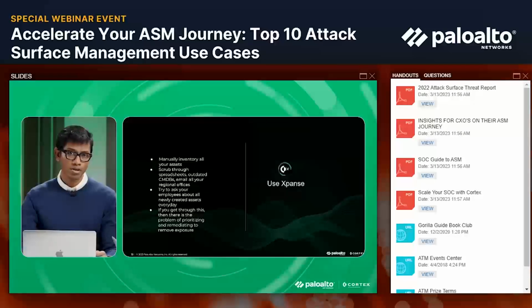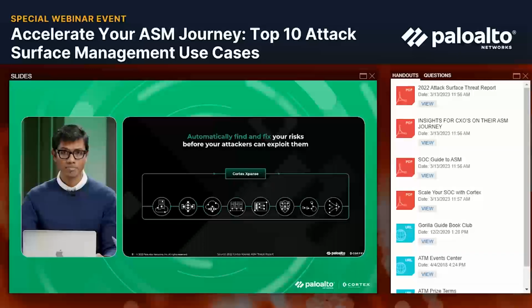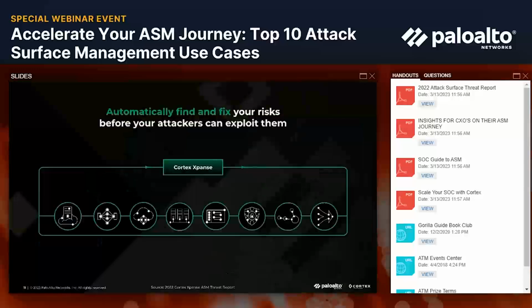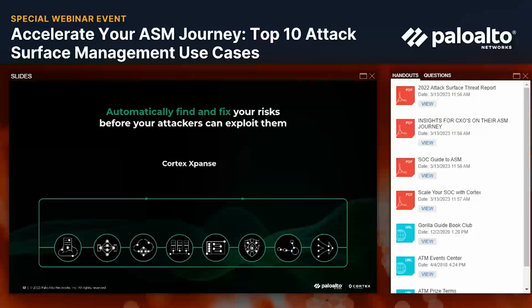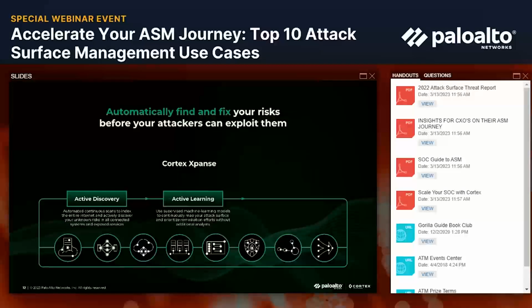Or you could simply use Xpanse, because Xpanse helps you automatically find and fix your exposures before attackers can exploit them. And Xpanse does this through 3 key capabilities. Number 1 is active discovery. Xpanse scans the global internet multiple times during the day, finds all of the different exposed assets that belong to your organization, and using our proprietary active learning technology, which is a machine learning algorithm that is supervised by a team of analysts, we are able to accurately attribute all the different assets that we found on the public internet that specifically belong to your organization.